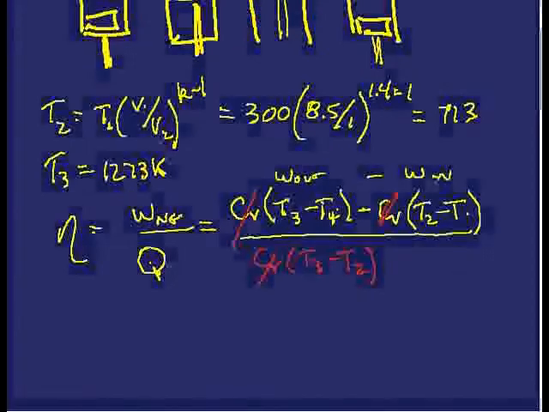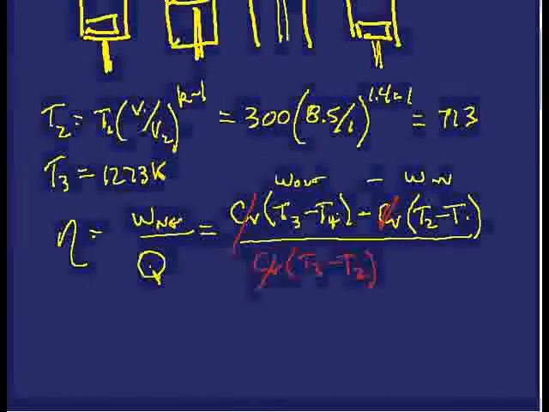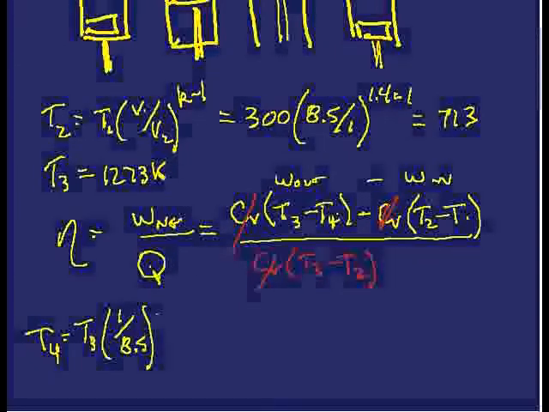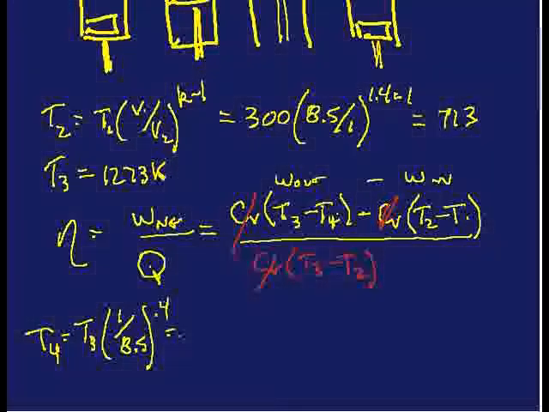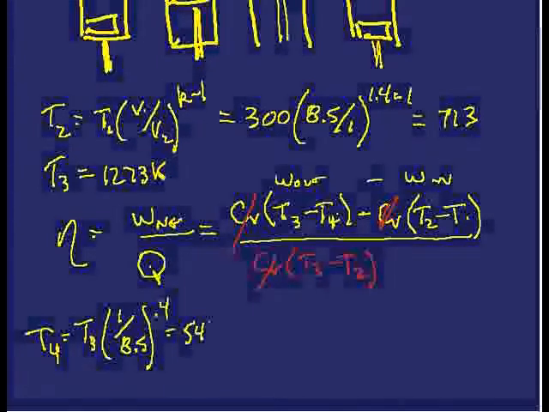You scroll down a little bit. We'll also have to calculate T4. T4 is equal to T3 times 1 over 8.5 to the 0.4. And that T4 came out to 541 Kelvin.